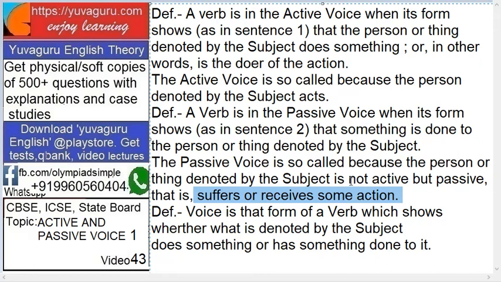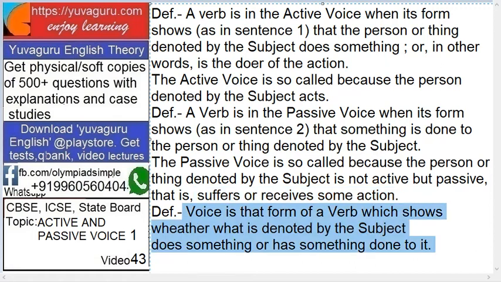Now these are all words. Important is this part, that it suffers or receives some action, right? Receives some action. Hari is helped by Rama. So the definition: voice is that form of the verb which shows whether what is denoted by the subject does something or has something done to it. Means what? Active and passive. See, what are these two? These are voices, active voice, passive voice. So active means the subject does something, and passive means something is done to the subject, right?